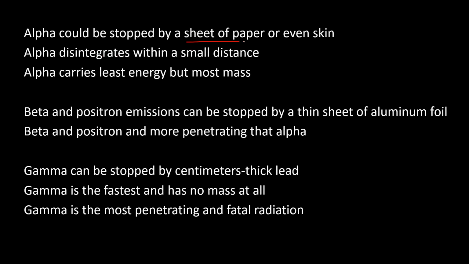Alpha could be stopped by a thin sheet of paper or even your skin. Beta is stopped by a thin sheet of aluminum foil. Gamma is stopped by centimeters-thick lead or very thick concrete. The fastest is gamma. And the most mass is found in alpha, with its 2 protons and 2 neutrons. The most penetrating and most dangerous is gamma.